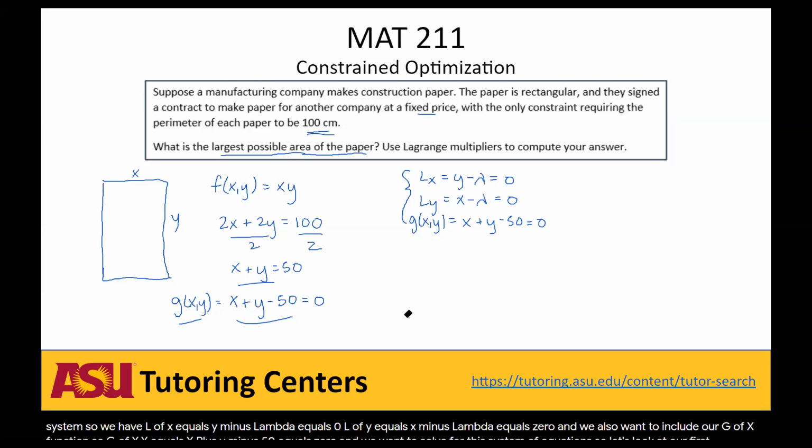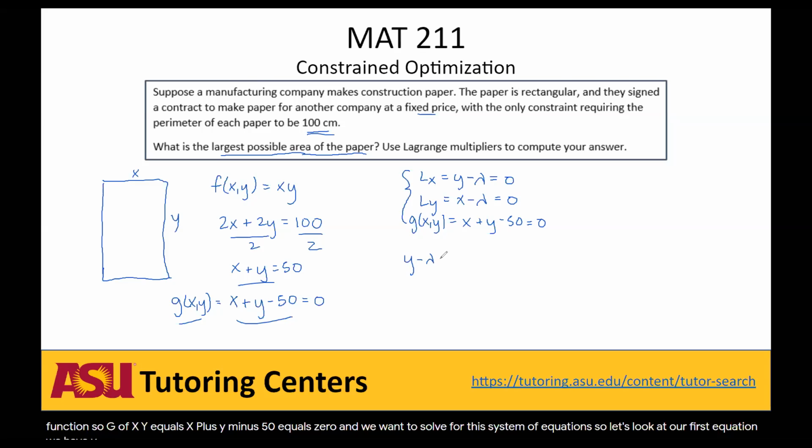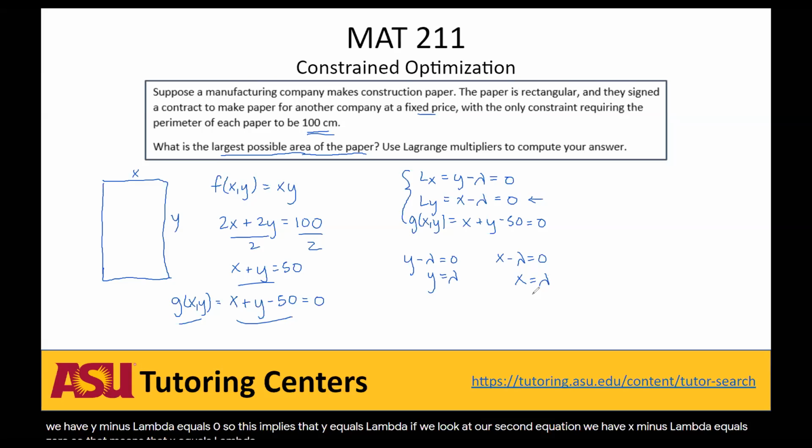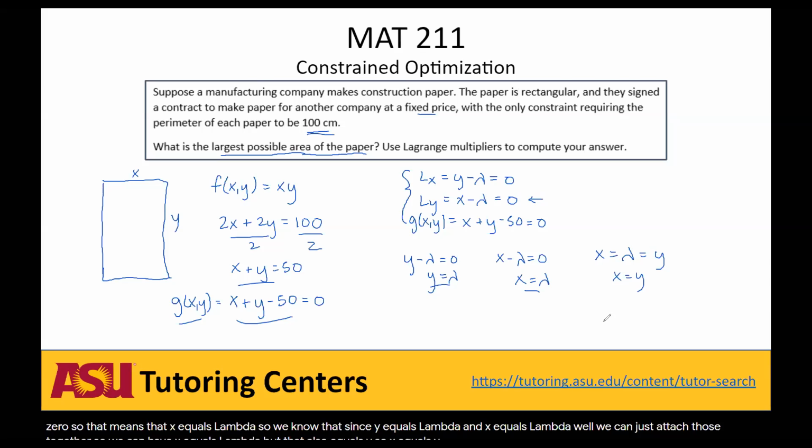So let's look at our first equation. We have y minus lambda equals 0. So this implies that y equals lambda. If we look at our second equation, we have x minus lambda equals 0. So that means that x equals lambda. So since y equals lambda and x equals lambda, we can just attach those together. We can have x equals lambda, but that also equals y. So x equals y.